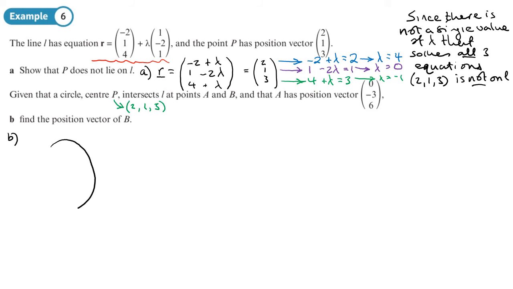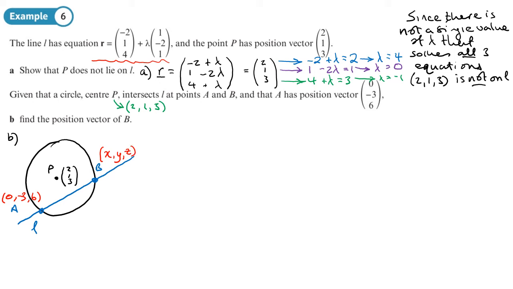So the first thing that we do is we draw a sketch. The centre of the circle is this point P, and its position is 2, 1, 3. So let's write it like that in a column. And we have a line that intersects the circle. So this line is L. It intersects at the points A and B. Now the coordinate of A we know is 0, negative 3, 6. Let's write that. This one we don't know, let's just call it X, Y, Z.